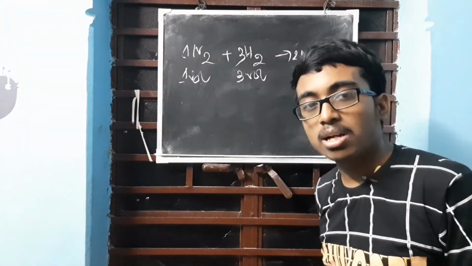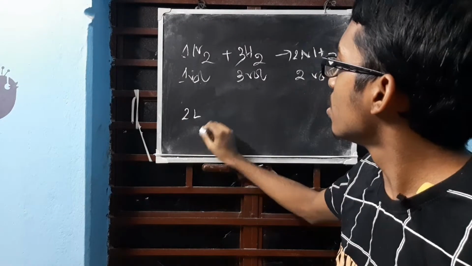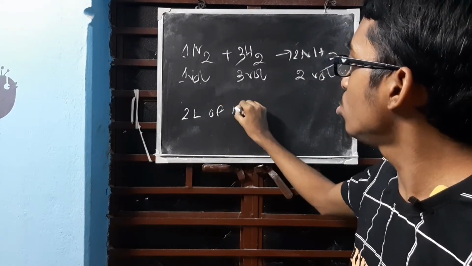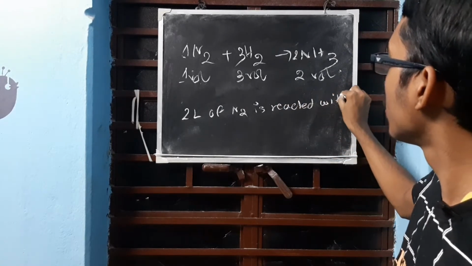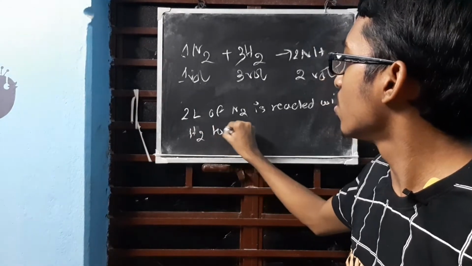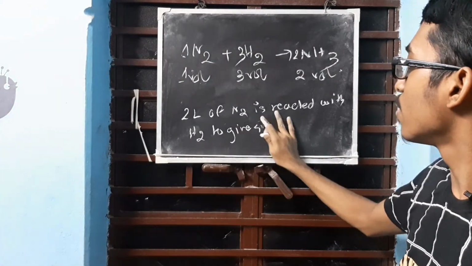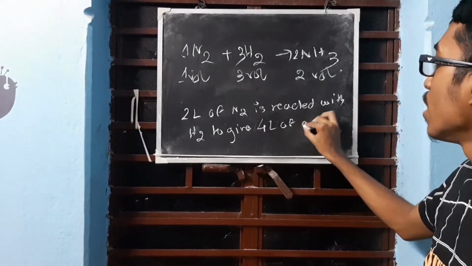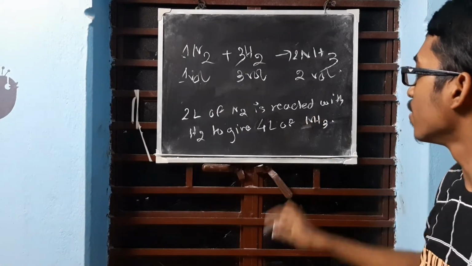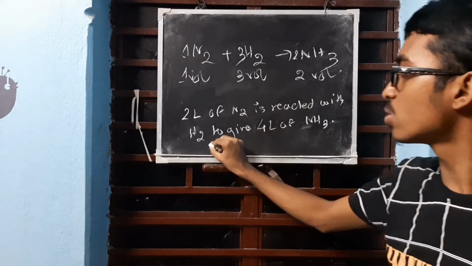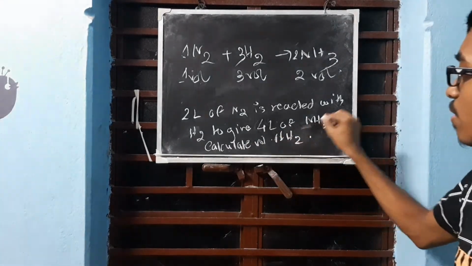Numericals will be asked from this part. Suppose it is given: let's take 2 liters of N2 reacted with H2 to give 4 liters of ammonia. Instead, I write the formula. Calculate the volume of H2.